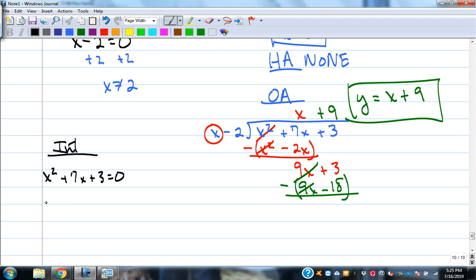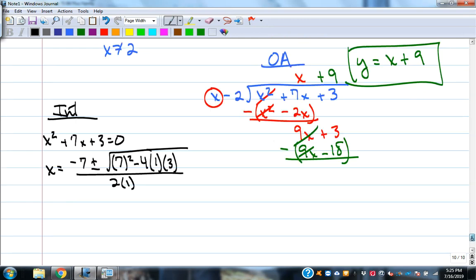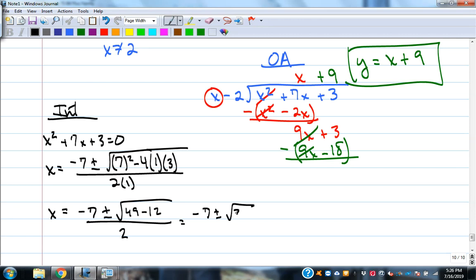Okay? So I'm going to set up x equals negative 7 plus or minus the square root of 7 squared minus 4 times 1 times 3, over 2 times 1. So this one's a little better. Not quite great, but I can do those numbers in my head. So that's 49 minus 12, which would be 37. So that won't simplify. I know 37 is a prime number.